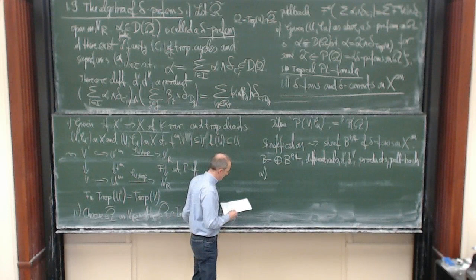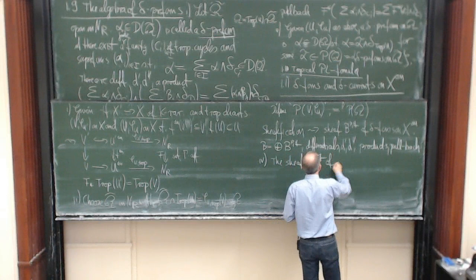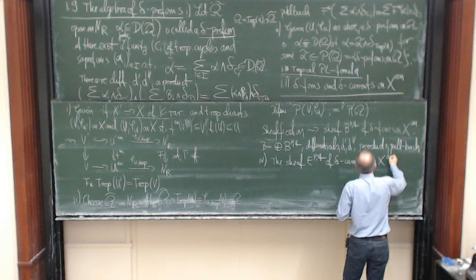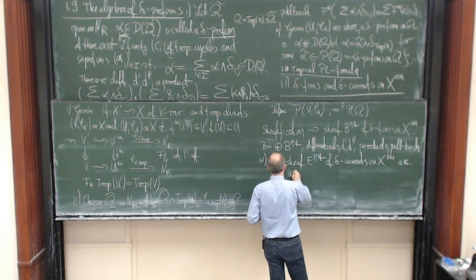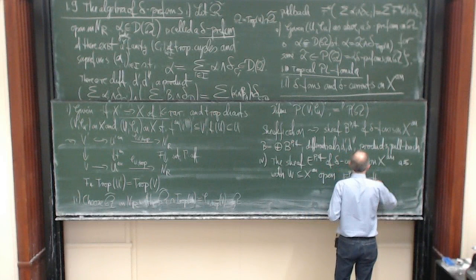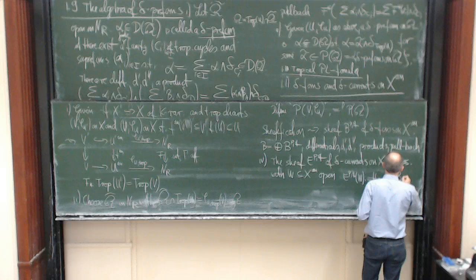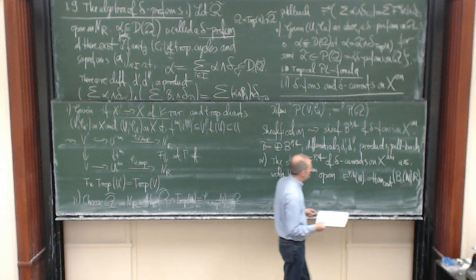So the sheaf EPQ of delta currents on Xn associates with W in Xn open the set EPQ of W. So these are the continuous homomorphisms from delta forms with compact support to the real numbers. And then, of course, you have to tell here what the right notion of convergence is, so what continuity means.